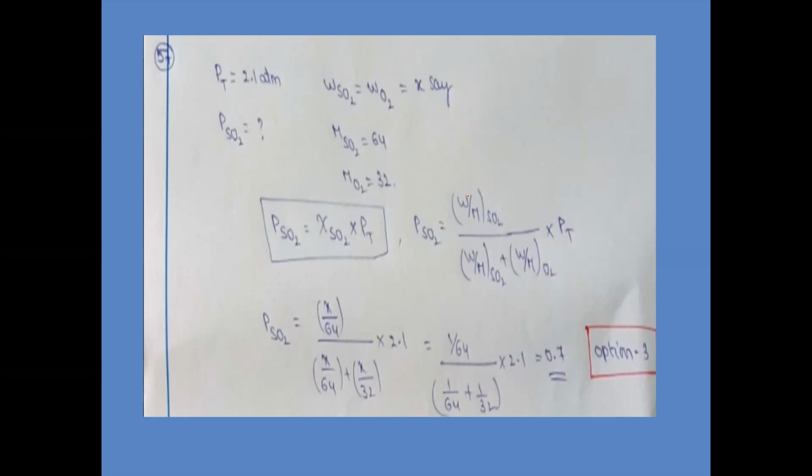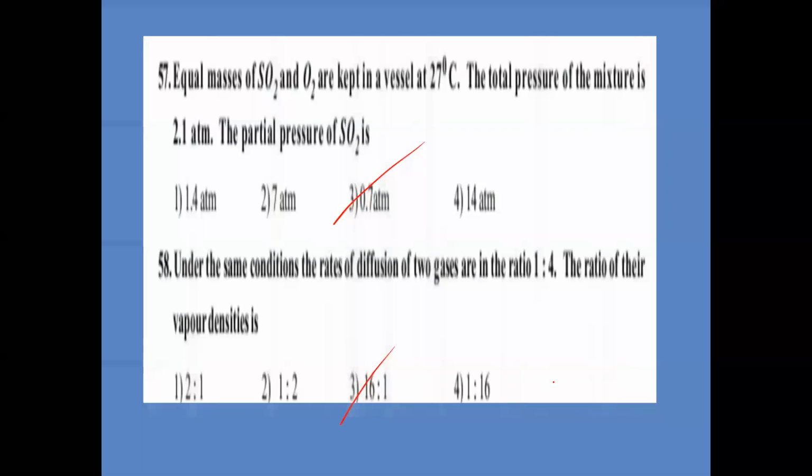So what is the number of moles formula? Weight by gram molecular weight. Weight of SO2 by gram molecular weight. Like this we get mole fraction into total pressure. So we get 0.7 as the answer. 0.7 is the partial pressure. Option 3. Okay, that is 57.